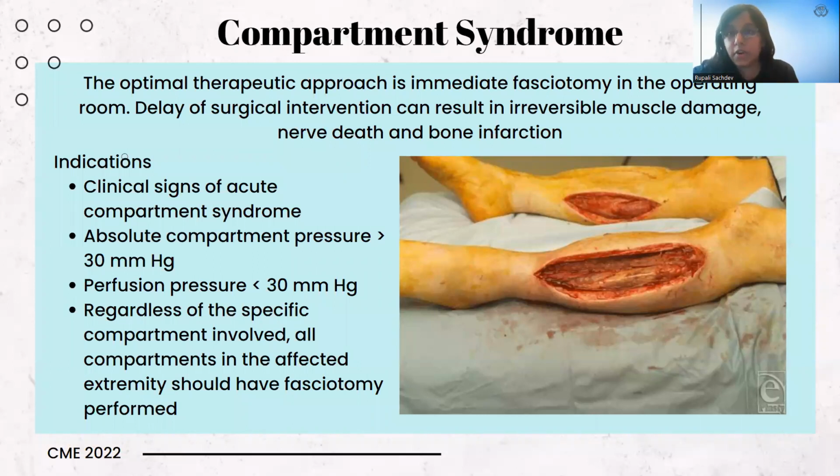Now, regardless of the specific compartment involved, all compartments in the affected extremity should have the fasciotomy performed. Now, suppose only your forearm has multiple compartments, an anterior compartment and a posterior compartment. If there is only build-up pressure here, you have to perform a fasciotomy in the other compartment as well.